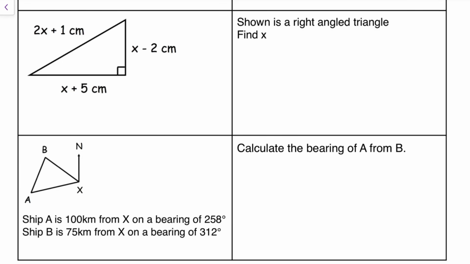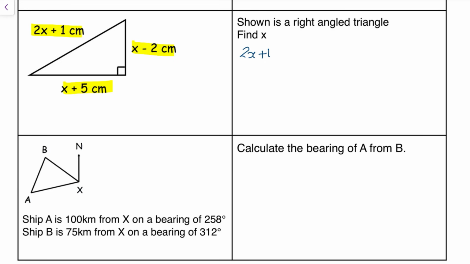Next question. Shown is a right angle triangle, right? What do we know about right angle triangles? Well, we only really know two things, don't we? We know Pythagoras and we know trigonometry. And then it says find x. So all I'm going to do is I'm going to set up Pythagoras using the 3 sides. So I'm going to get a quadratic, solve the quadratic. So let's do this carefully.